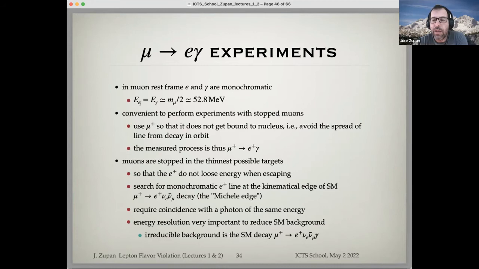All right, so what that means is that it's convenient to use stopped muons. If you stop muons in the target, the lab frame is the rest frame of the muon, and you will end up with these monochromatic electrons and photons.